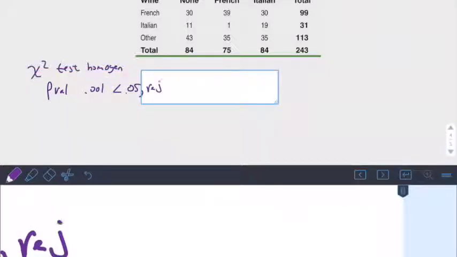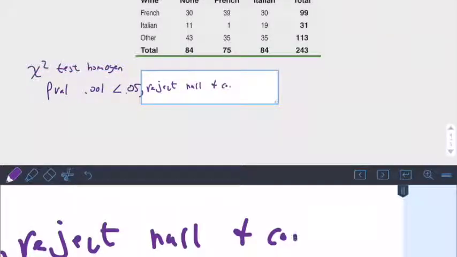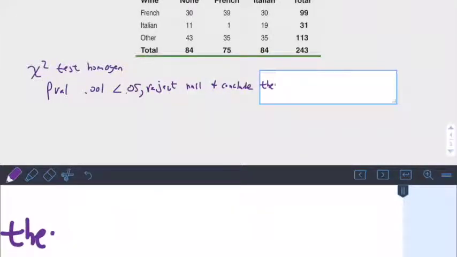So we would reject the null and conclude there was a difference in the distribution of wine sales.